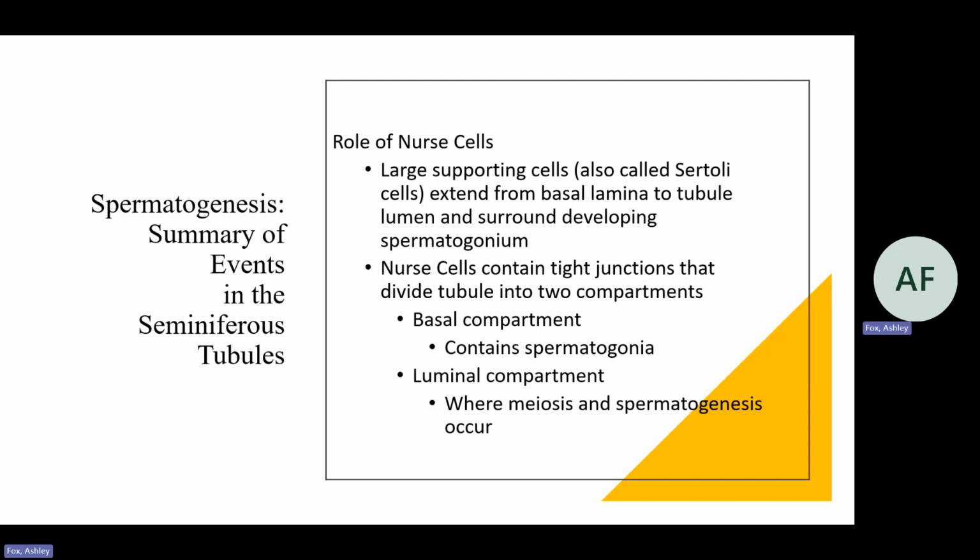So when you look at nurse cells, which I mentioned, the function of nurse cells, there are many functions. It is a supporting cell, and it does extend from the basal lamina to the tubule layer. And they are surrounding all the developing cells of the spermatocyte and the spermatogonia. An important component that the nurse cells do is they have tight junctions. Remember, tight junctions don't allow anything to pass.